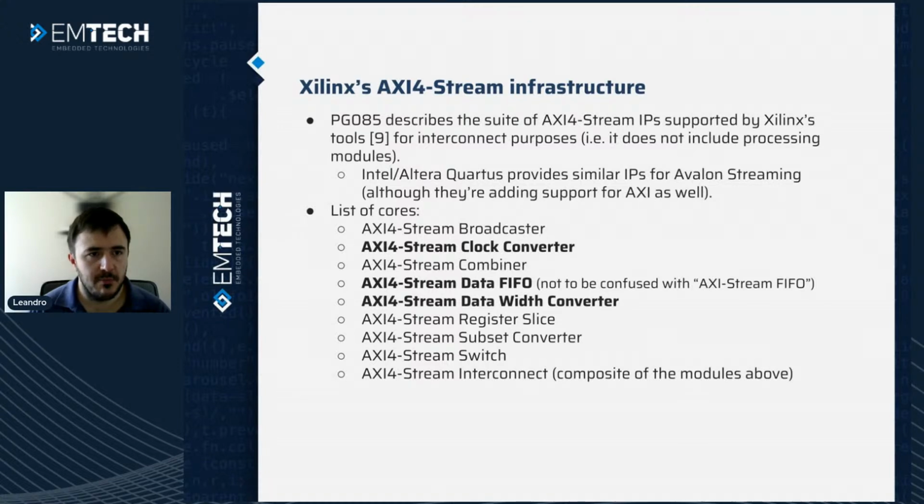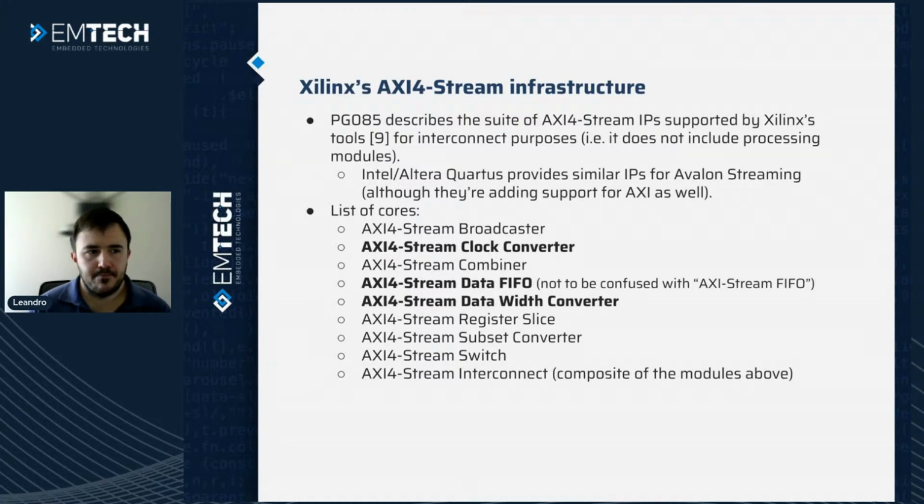There's a suite of IPs by Xilinx described in PG 85, used for interconnect purposes. It does not include any description of processing modules. It's not going to show any filter, or DMA, or FFT. Intel, in the Quartus or QSys systems, provides a similar set of IPs for Avalon streaming, even though they are adding support for AXI as well.